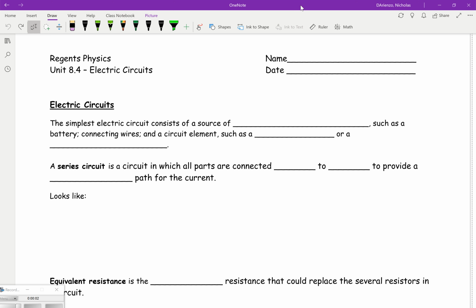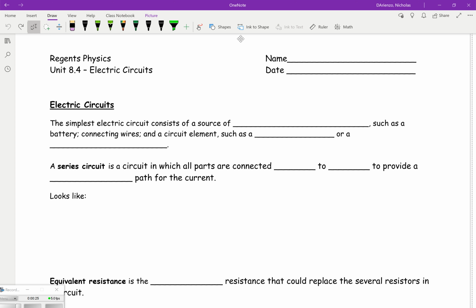Hey everyone, welcome to our next lesson in our unit on electricity and magnetism. Today we're going to be learning about electric circuits. We'll split this up into a couple different videos as we're going to learn about a couple different kinds of circuits, both series circuits and parallel circuits. And today we're mostly going to focus on series circuits.